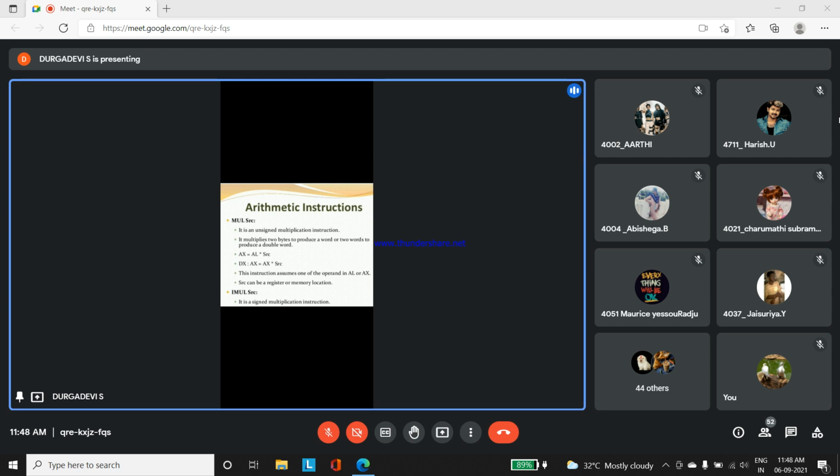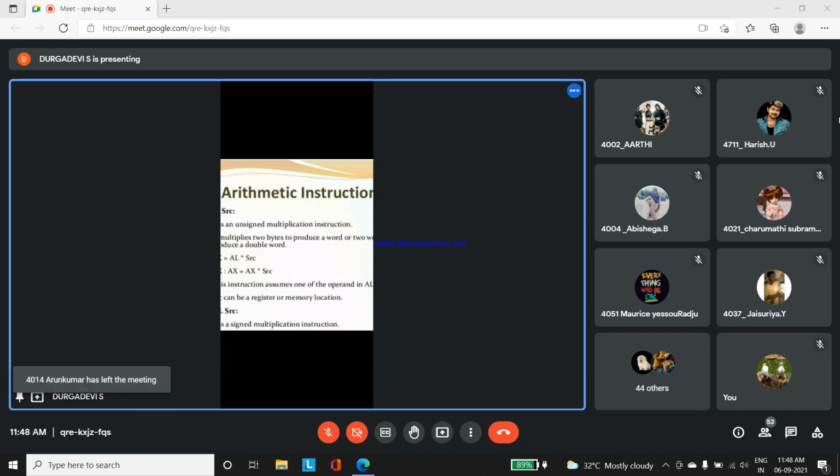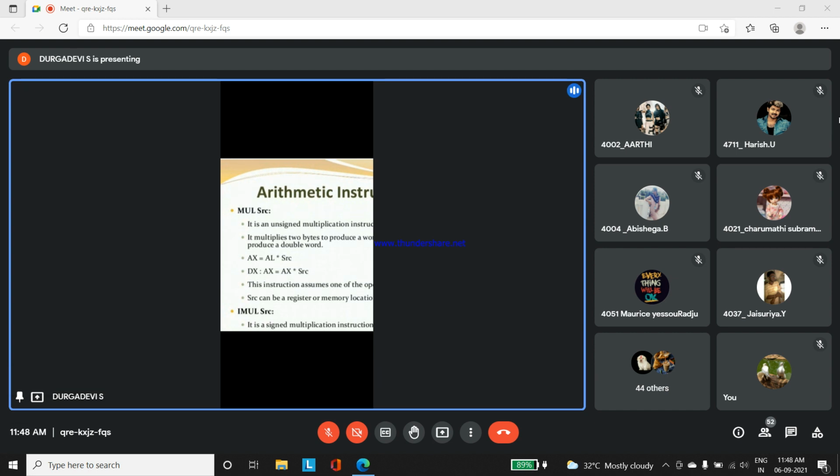That is the reason. You can see the example which is given here. Very simple thing. If I give MUL BL, what is the meaning? AL into BL. See this example: two lines are given. Here what I have given is AL into SRC. In the place of SRC, you can have BL or CL, anything. For example, if it is BL, you will do AL into BL.